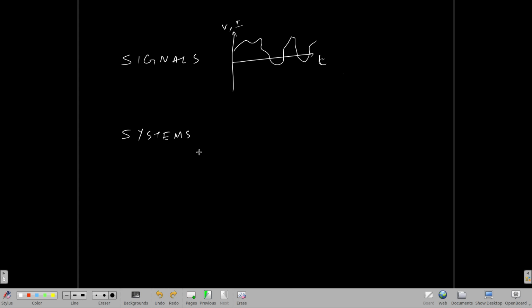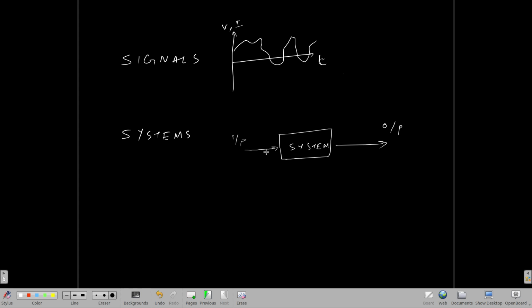Now coming to the definition of systems, basically a system can be considered as a black box. We need not necessarily know what is inside the system, but what we know is it has some sort of input and some sort of output, and it does some sort of manipulation. It can be anything. It can be for changing the signal from one form to another. It can be extracting some data from the signal, it can even be generation of a signal.